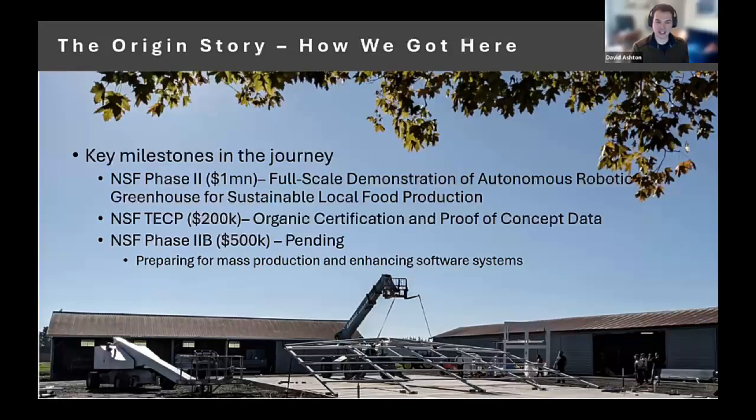From there, we got an NSF seed extension. That was about $200,000 to get organic certification for our farm, and then also start collecting proof of concept data. And lastly, we've applied to a Phase 2B. We've been awarded this Phase 2B, but it's currently pending as there's been a lot of delays in the federal government. But this grant will focus on preparing our farm for mass production and enhancing software systems.